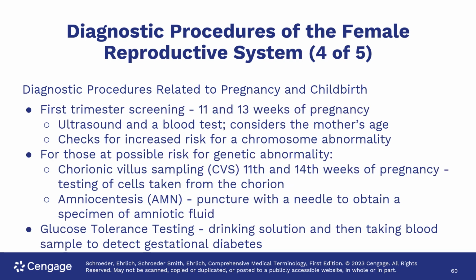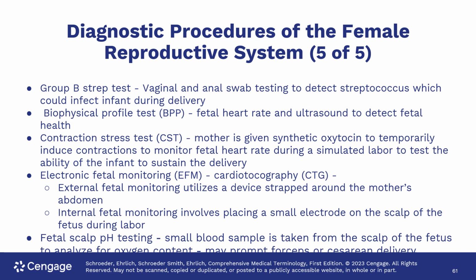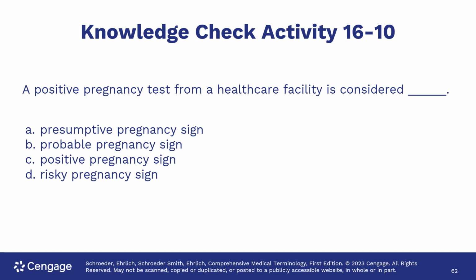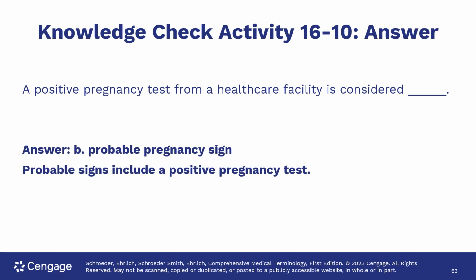To test for the health of the fetus, amniocentesis or chorionic villus sampling helps to determine if any genetic abnormalities exist. Group B strep is tested for in the last trimester because the baby can be infected if exposed during delivery. Stress testing can be done to see what the fetal response will be during delivery. You can internally or externally monitor the fetus during labor. You can check the fetal scalp pH to determine oxygenation. A positive pregnancy test from a healthcare facility is considered a probable pregnancy sign.